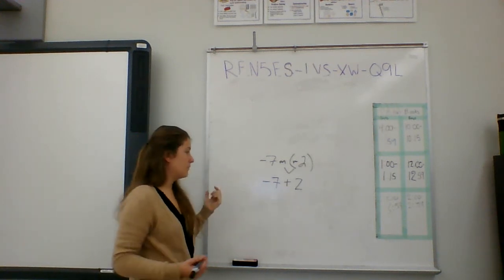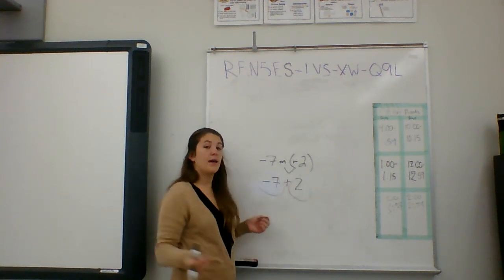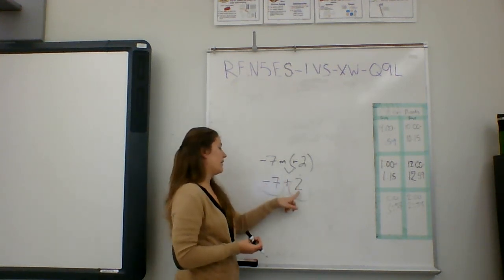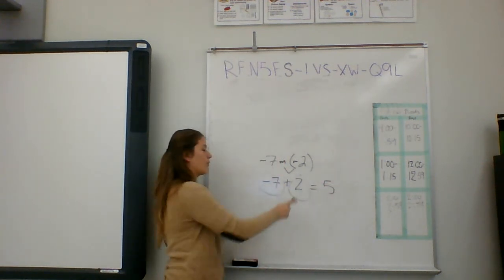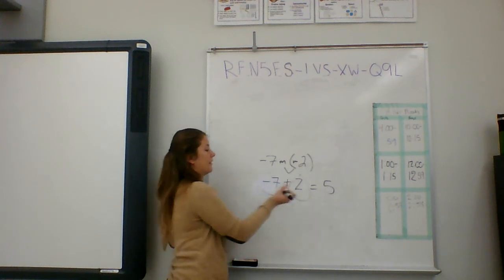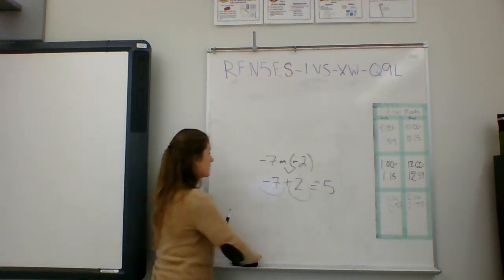Now we need to use skills from before. I have one number that's negative and one number that's positive, so I subtract. 7 minus 2 is 5. And then I must look, are there more good guys or bad guys? There's more bad guys, so it's negative. Do one more like this.